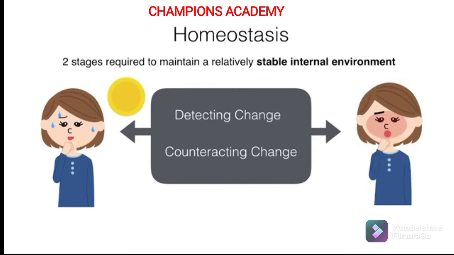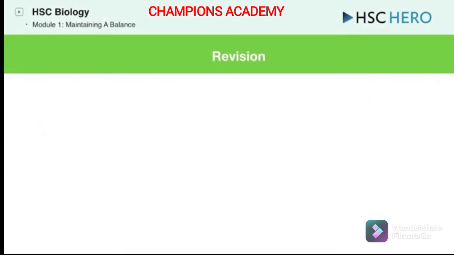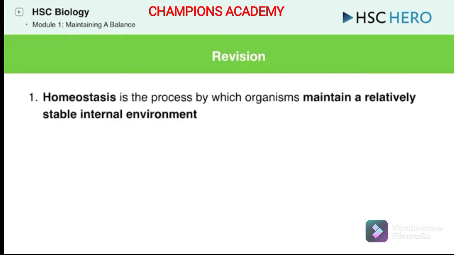Using water levels is another example. The body must be able to detect if there are low levels of water in the body. The kidneys will then retain more water within the body to ensure that this change is counteracted and that the water levels return to a stable state. And there you go, your intro into homeostasis is done. Let's finish up by going over the new concepts we learned today so you won't have to rewatch this too often.